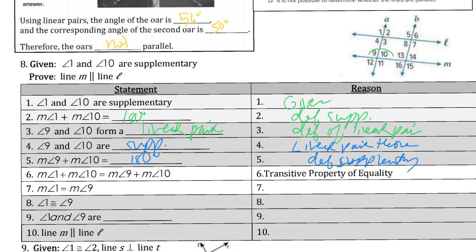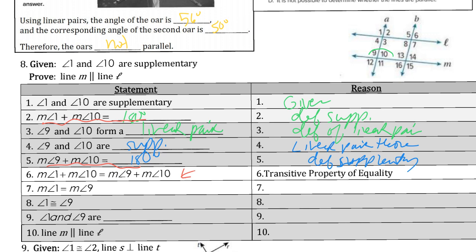Okay, supplementary. And then now they're going to get a little sassy, and they're going to be like, all right, what can we do? Well, we're going to do the transitive property of equality, which means, do you see up here that 9 and 10 equal 180? And up here we say 1 and 10 equals 180. Well, if you set the two sides equal to each other, and substitute in place of 180, you're going to get this one right here. It's called the transitive property, because the whole side switches out.